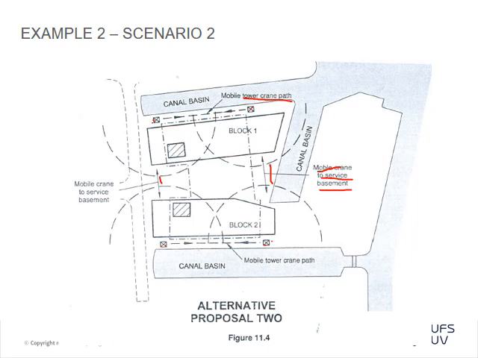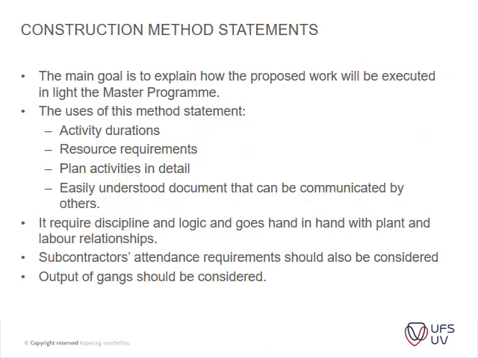Okay, so you will see up to this point it's fairly cryptic. It just says this is more or less what we're going to look at or not. Okay, so you guys understand that type of method statement. Okay, now we get to construction method statements. The main goal is to explain how the proposed work will be executed in light of the master program. The uses of this method statement is activity durations, resource requirements, plan activity details, easily understood documents that can be communicated to others. If required, discipline and logical goes hand in hand with plant and labor relationships.